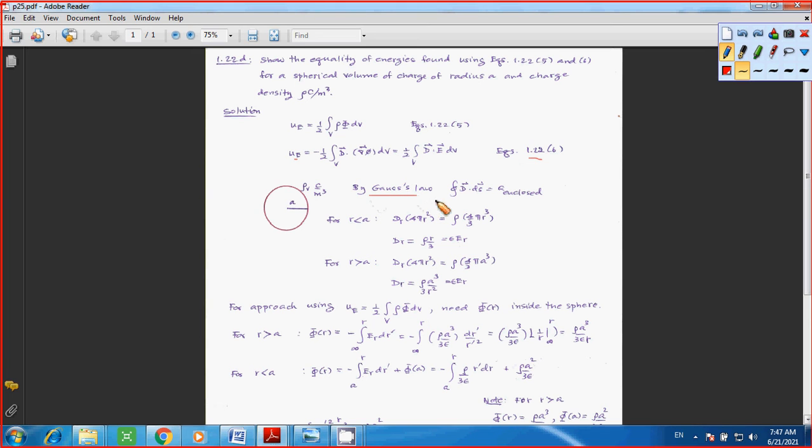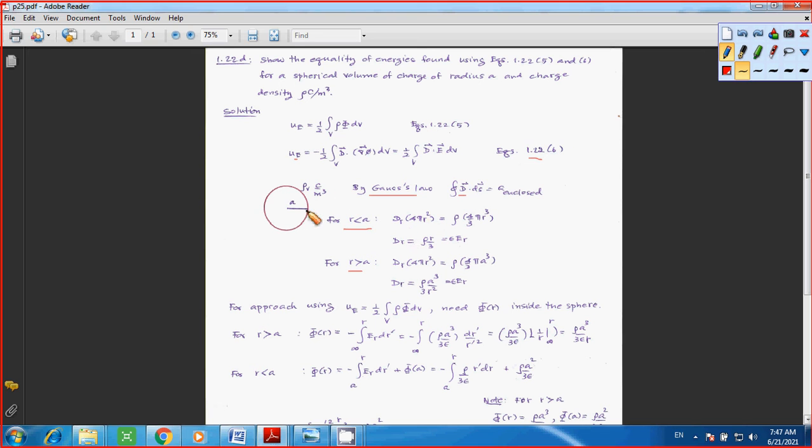So we apply Gauss' law: the closed surface integral of D dot dS equals Q enclosed. You need to consider two different regions: r less than a and r greater than a. For r less than a, by applying Gauss' law, D has a component in the r direction, so you put this as D_r.